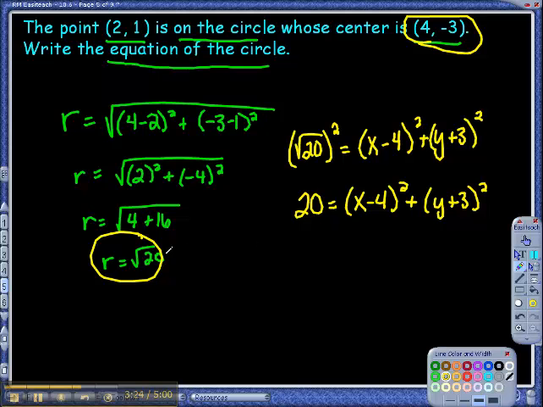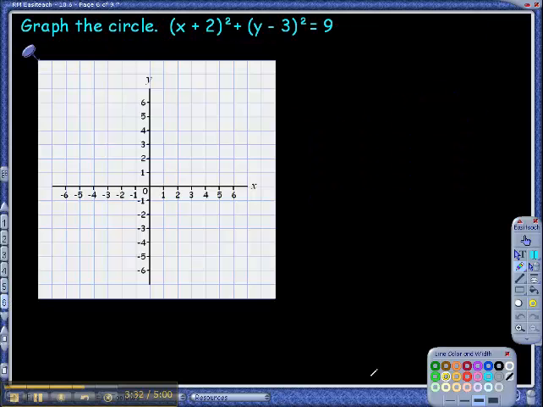So we need those parts. We need the radius and we need the center to be able to write our equation. On this next problem, notice that we're supposed to graph it. And in order to graph it, we need to know those pieces of information. We need to know the center, and we need to know the radius. But we can find those things just by looking at this equation.